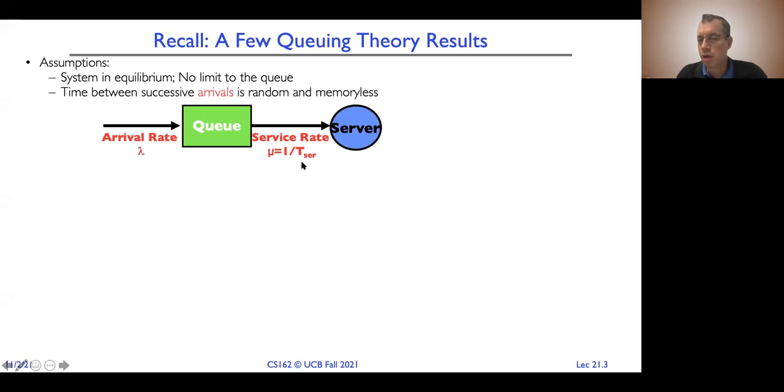And mu is 1 over the service time, how long it takes to service a particular request. The way to think about it: if the server takes 100 milliseconds to serve a request, then mu is 1 second over 100 milliseconds, which is 10, because you can serve 10 requests per second.